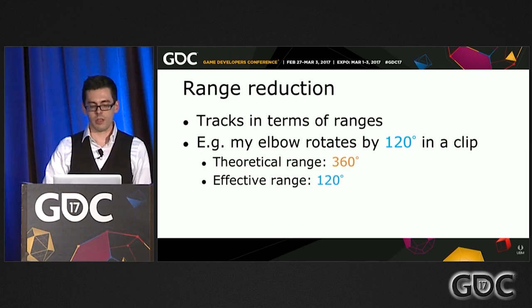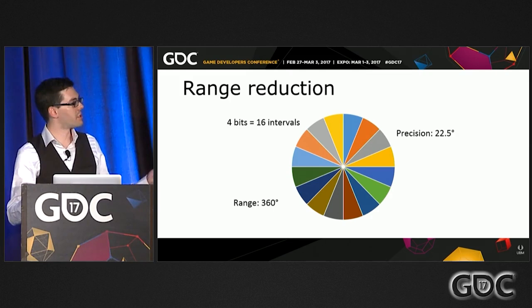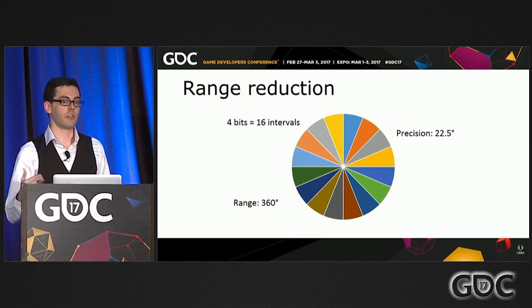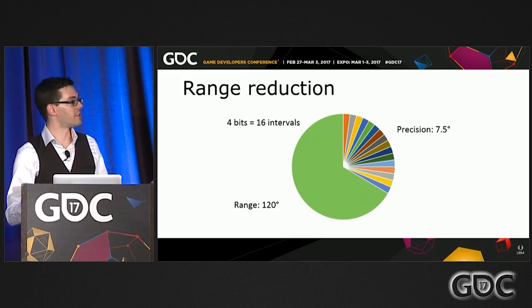If I want to quantize it on 4 bits, the natural thing to do is to split the full range onto 16 intervals, and that gives me a precision of 22.5 degrees. And it's immediately obvious what the issue is here. I have a lot of intervals that fall far outside the actual effective range of my clip. So the smart thing to do is, of course, instead to partition our effective range into our 16 intervals, which increases our precision by 3 in this example here, up to 7.5 degrees.